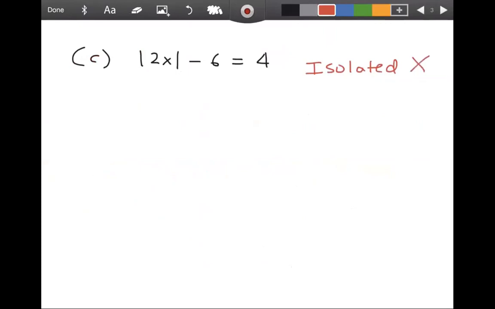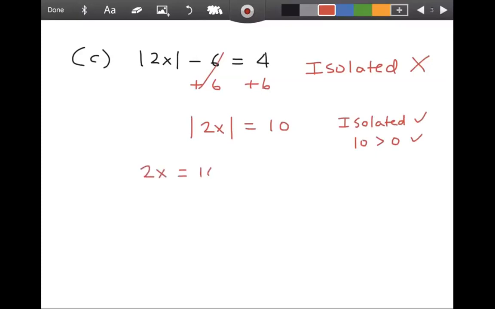Okay, so before we apply the rule, we have to add 6 to both sides, and that's going to give me absolute value 2x is equal to 10. At this point, the absolute value is isolated, and the number on the right-hand side is 10. So 10 is the important number to look at here, not 4. All right, so applying my rule, the only way absolute value 2x can equal 10 is if 2x is either 10 or negative 10.